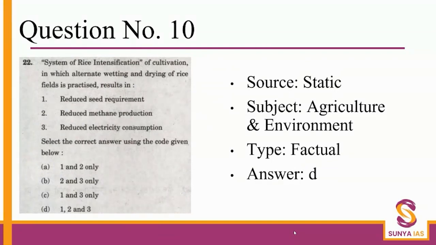System of rice intensification of cultivation, in which alternate wetting and drying of rice fields is practiced, results in reduced seed requirement, reduced methane production, reduced electricity consumption. Now you have to select the correct answer using the codes given below. Again, it is an agriculture and environment related question. So here you can see that a method of cultivation is being asked and what is its effect.